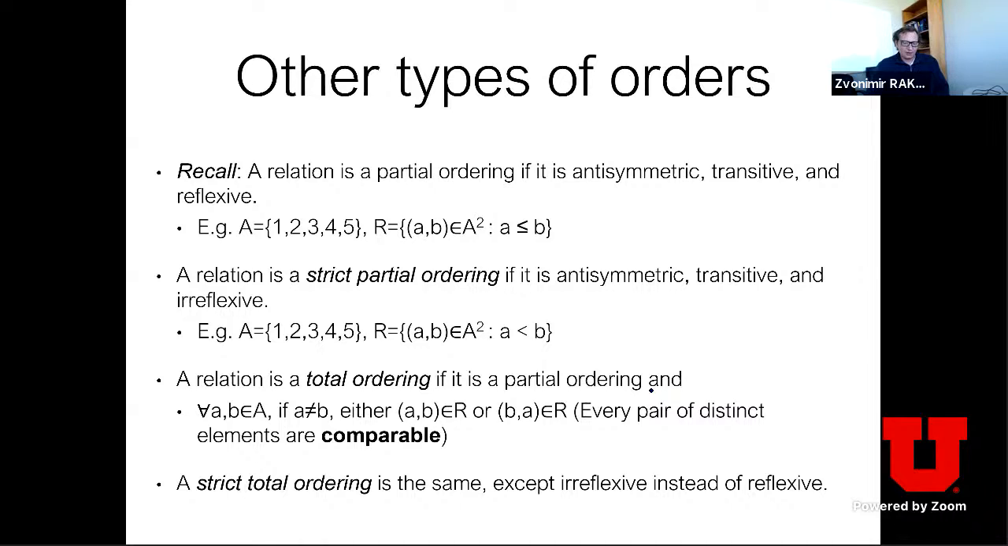So apart from partial order, there are other types of orders. There is a strict partial order, which is when a relation is antisymmetric, transitive, and reflexive. There is a total order, which is partial order plus this additional property that every pair of distinct elements are comparable. And then you have strict total order, the same as total order, except it's irreflexive instead of reflexive. So those are different types of orders.